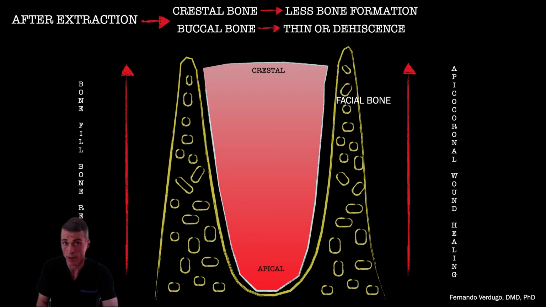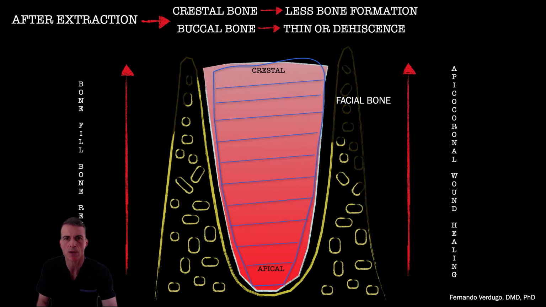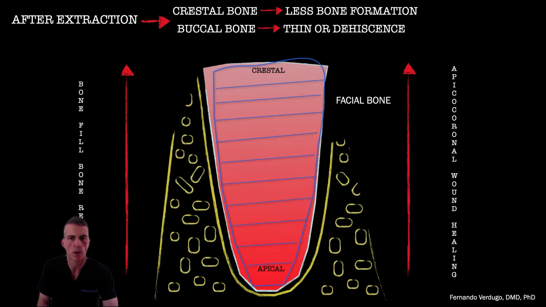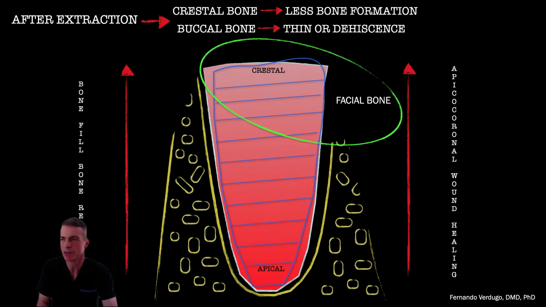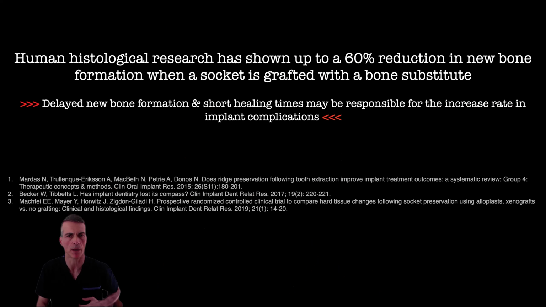So when a tooth is extracted and the implant is placed, we have a delicate balance, especially when the buccal bone is thin. We can have, in addition to less intrasocket new bone formation, some facial dehiscences that can lead to biological complications, and that is one of the reasons we also see recessions and aesthetic issues with implants that have been placed a long time ago.